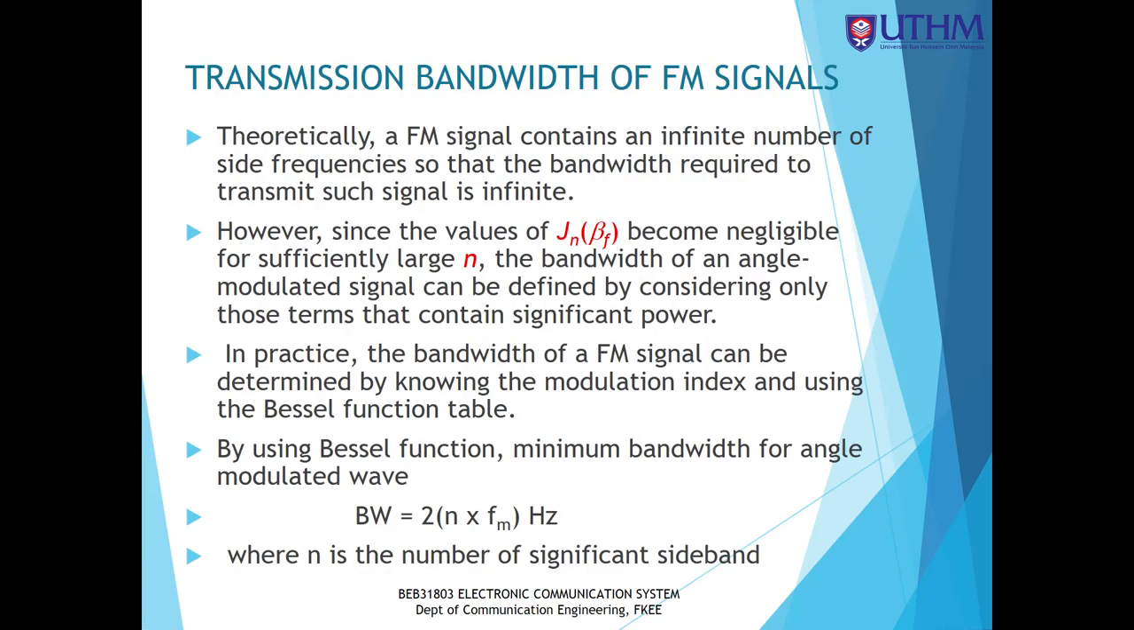So, how to determine the bandwidth? The reason we have the Bessel table is to determine the bandwidth. The bandwidth according to Bessel is equal to 2 times n, where n is the number of significant sidebands, multiplied with fm. So we get the bandwidth in terms of hertz. N is the number of significant pairs of sidebands, how many pairs of sidebands.